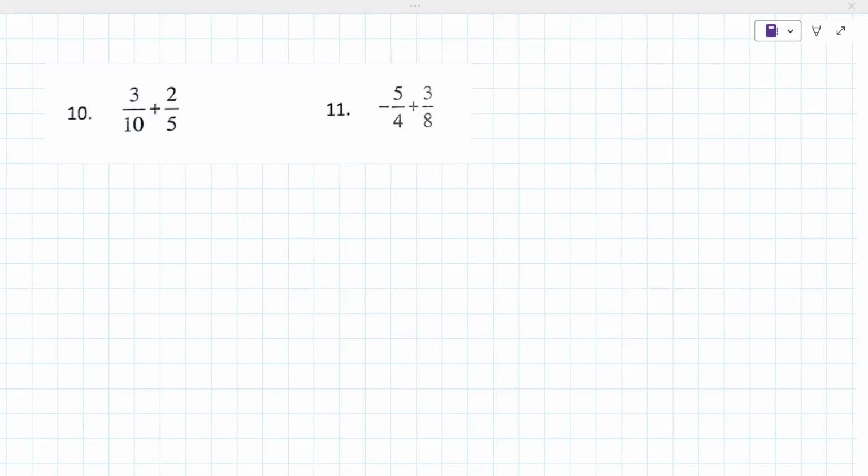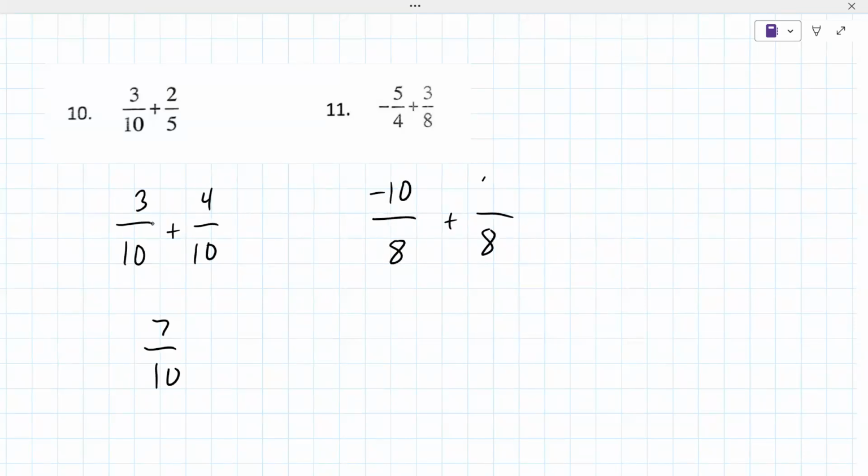So for number 10, I got 7/10. Okay, that's correct. And then for 11, I got 7/8. That is not correct. Wait, the common denominator is negative 8. So what does that become? -7/8. Yes, you seem uncertain about that, but you keep the bottom and combine the tops.